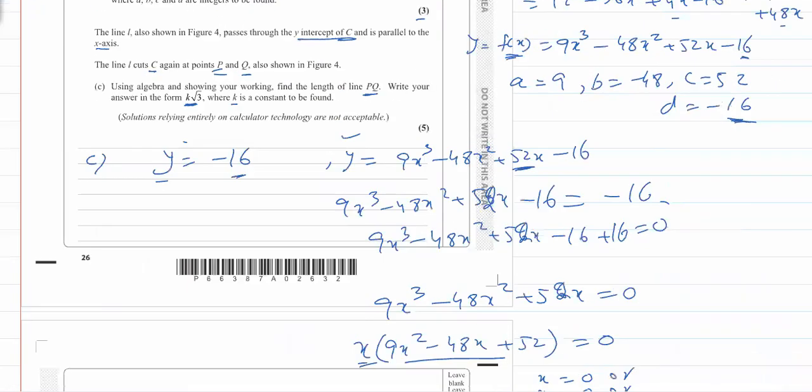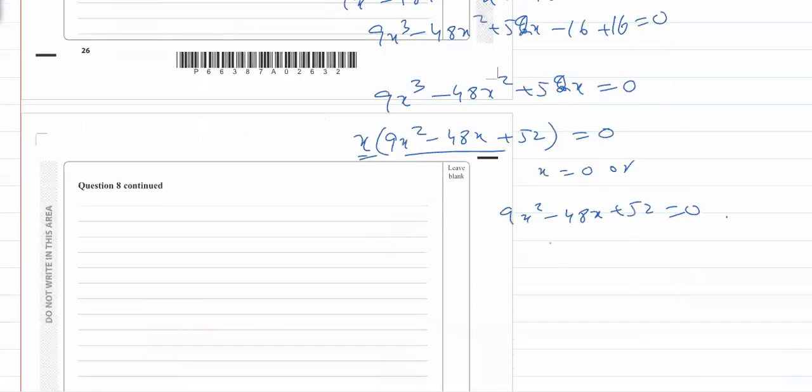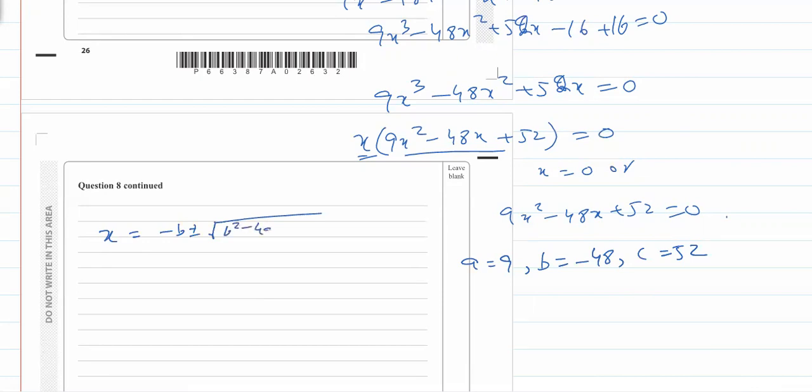Let's solve it to get the values of x here. This is a quadratic now. In this quadratic, I'm having a is equal to 9, b is equal to minus 48, and c is equal to 52. Now use the quadratic formula to solve this one. x will be equal to minus b plus minus square root of b square minus 4ac divided by 2a. So you will put the values and solve it.